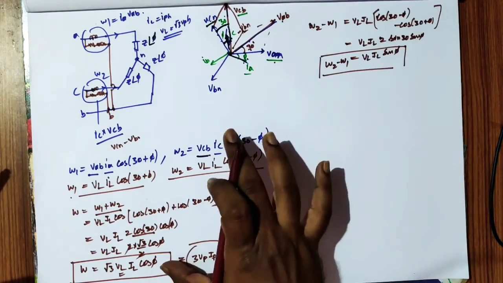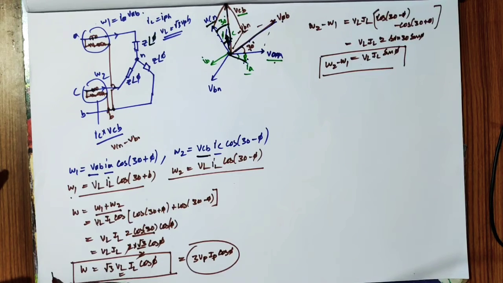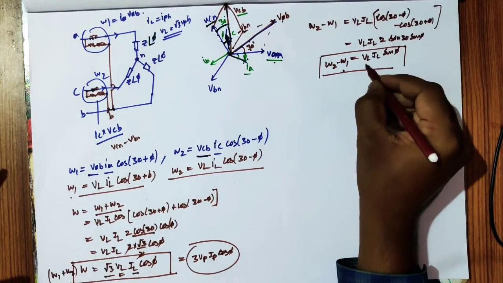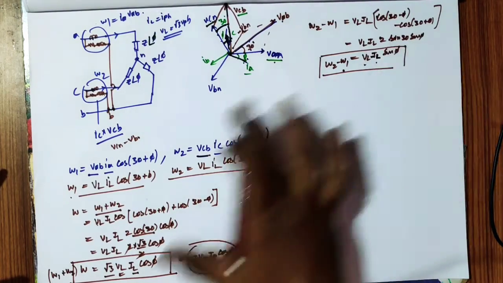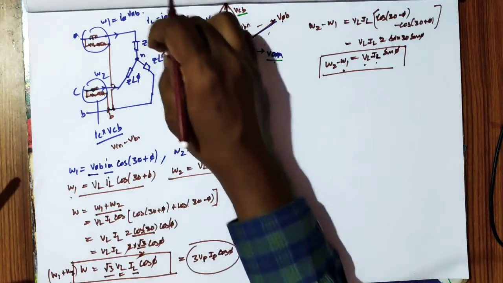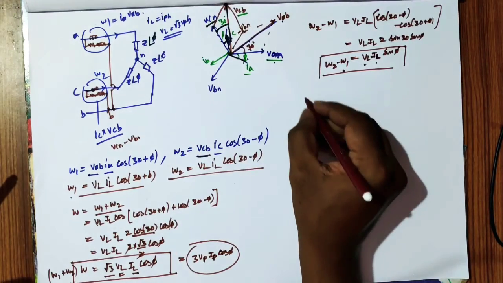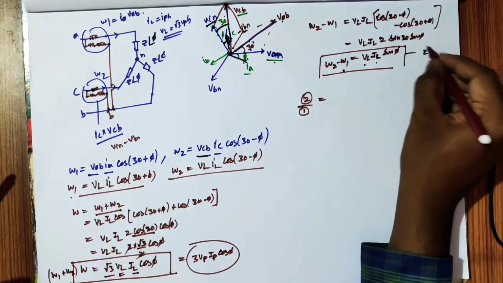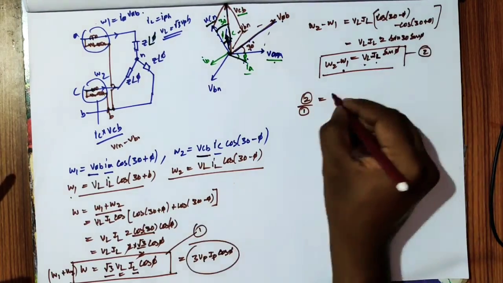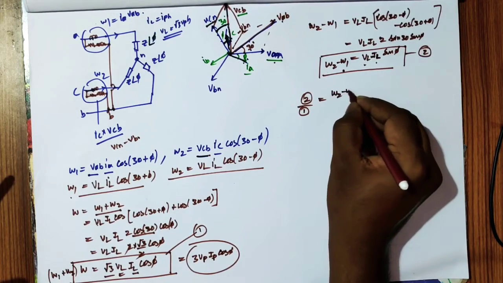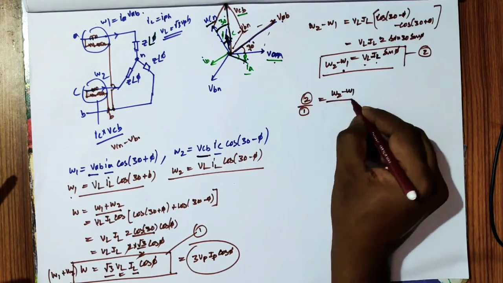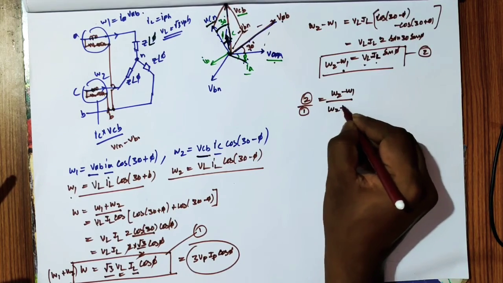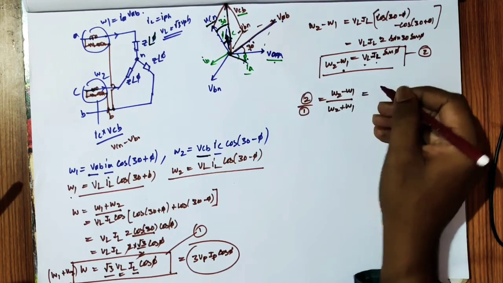From these two values, W1 plus W2 is root 3 VL IL cos phi, and W2 minus W1 is VL IL sin phi. We use these formulas to get the phase value phi. So we divide the second by the first: W2 minus W1 by W2 plus W1.